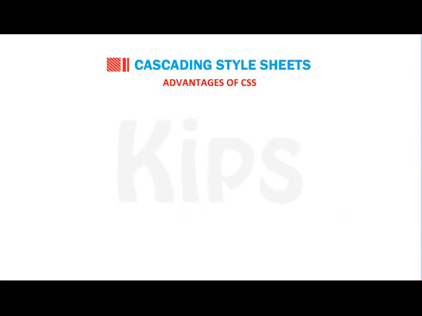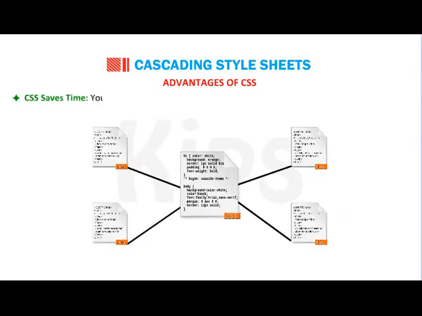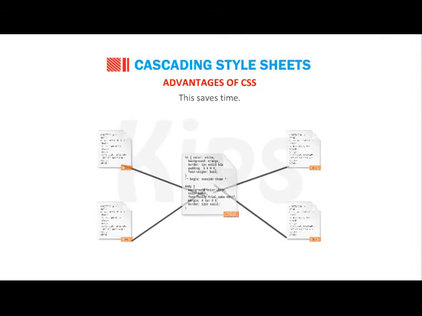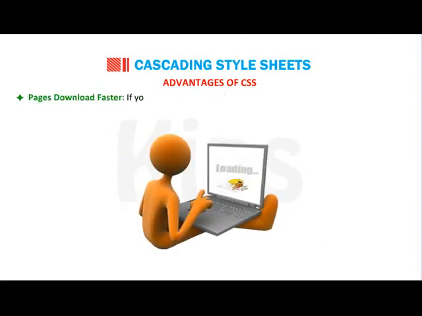Advantages of CSS. CSS saves time. You can write CSS once and then attach the same sheet to multiple HTML pages. You can define a style for each HTML element and apply it to as many web pages as you want. This saves time. Pages download faster. If you are using CSS, you are not required to write HTML tag attributes every time. Just write one CSS rule of a tag and apply it to all the occurrences of that tag. So, less code means faster download of the web page.